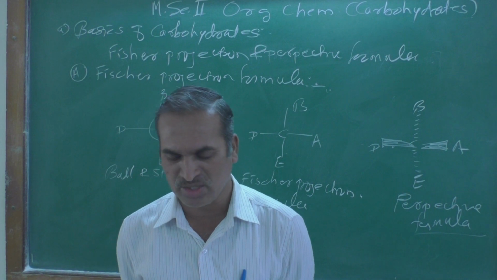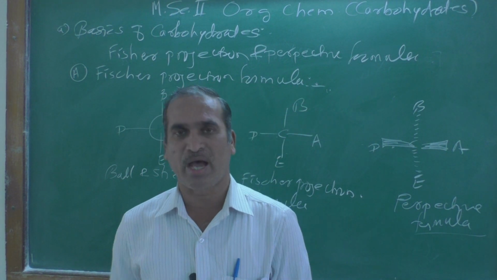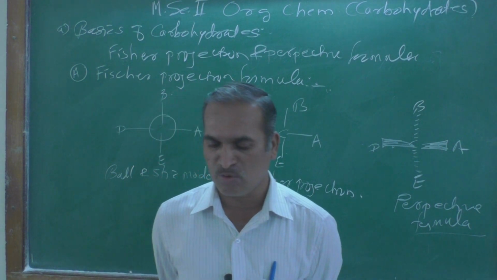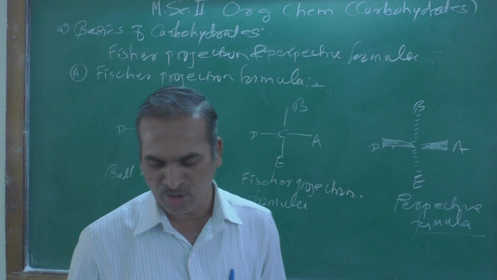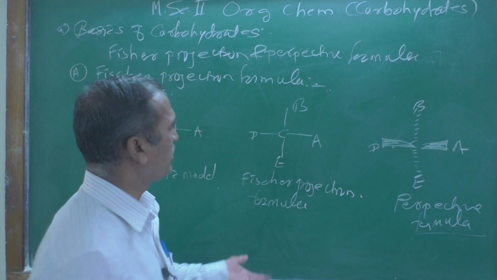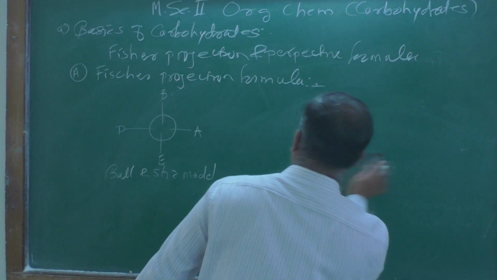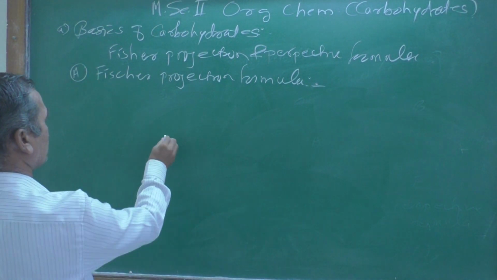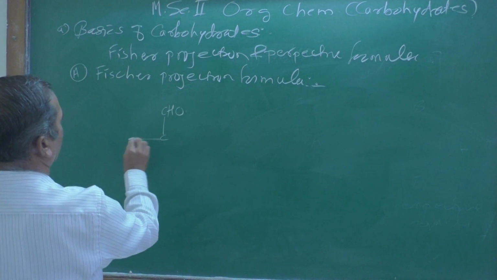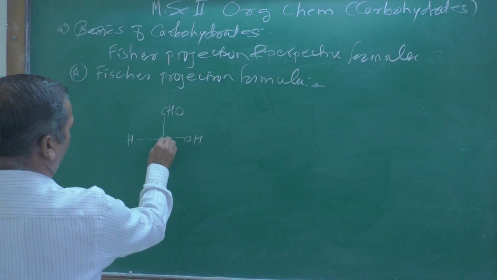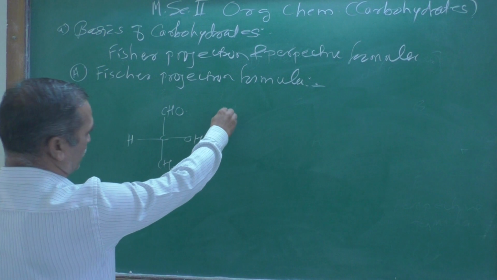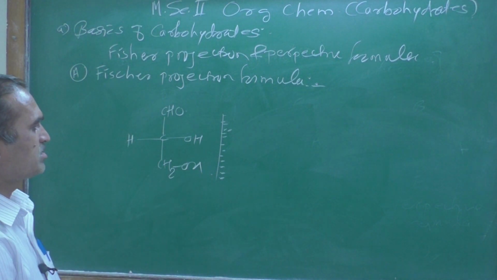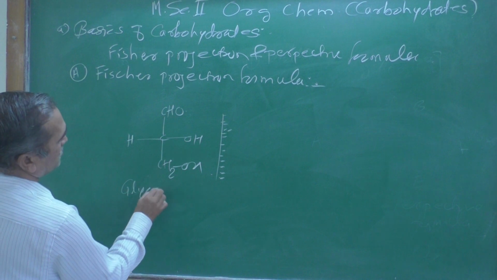And these enantiomers of glyceraldehyde may be represented by Fischer projection formula, ball and stick model, as well as perspective formulas as follows. In the Fischer projection formula of glyceraldehyde, we represent it very simply: this is a carbon atom with CHO, here a hydrogen atom, here OH, and then CH2OH. This is a Fischer projection formula. If you keep a mirror here, observe this structure, this is a glyceraldehyde.